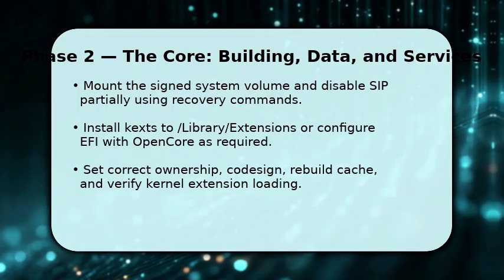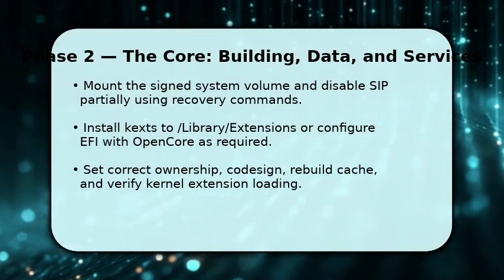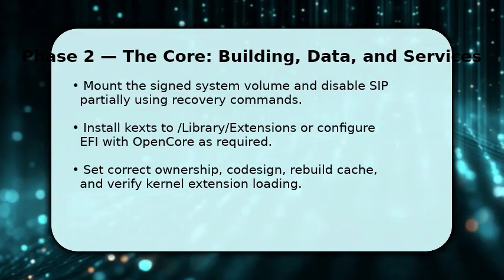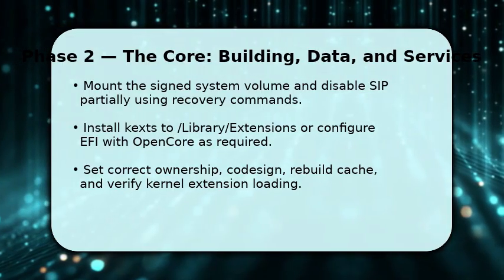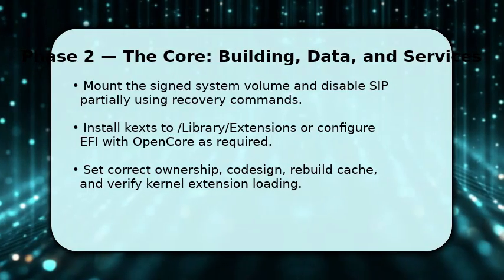Once mounted, copy the GPU kext into /Library/Extensions or place them in EFI if using OpenCore, then set ownership to root:wheel. After that, code sign each kext, rebuild the kext cache, and run a system reboot to test. Make sure to watch boot messages for any refusal to load, because that points to signing issues.